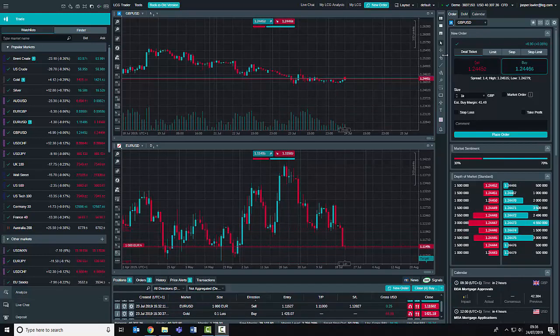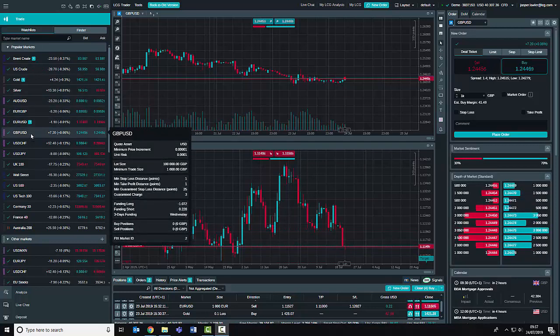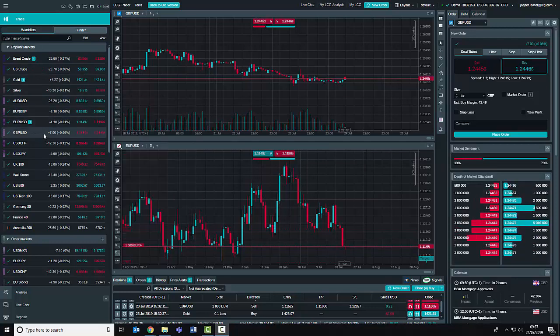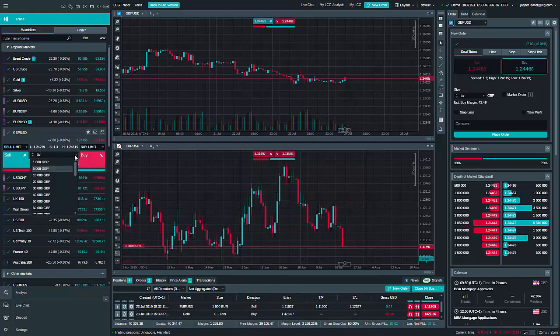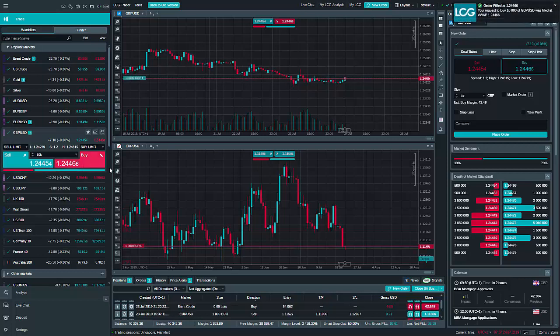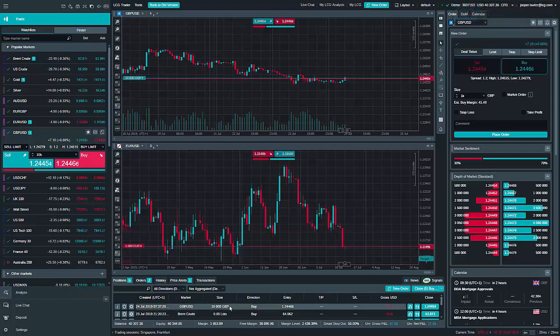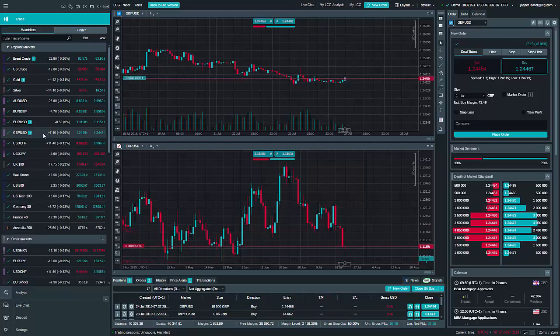So a third way to place a trade on LCG Trader is to use the watch list. Now say for example we want to buy some British pounds, we literally find GBP USD, pound against the dollar, cable as it's known, left click, we can see the sell button, the buy button. If we decide we want to buy, we choose the amount, say we want to buy £10,000 worth, click buy, and you can see down here we are now buying £10,000 in the market. Click again to close that buy and sell button.